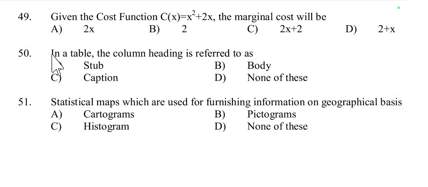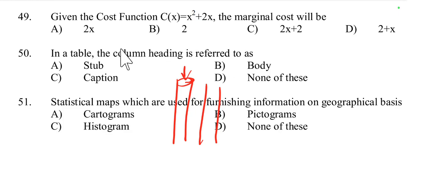Then question number 50: in a table there are different types of columns, and the column heading is called as dash: stop, body, caption. Column heading is called as caption. Suppose this is A column, this is B column, and this is C column. So the column heading is called caption, and another one is stub. Stub means the row label on the left side, and body means the main data area. So caption is the right answer.